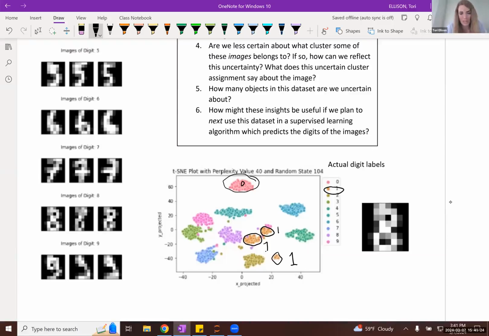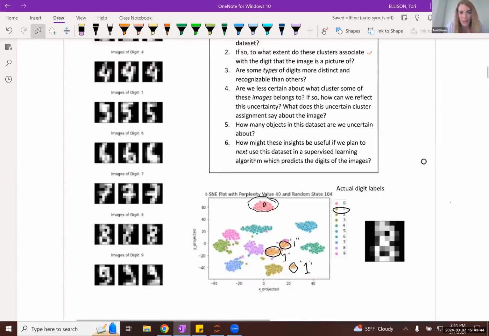So we can use these insights here to help us inform how we can build our supervised learning algorithm. So maybe rather than predicting just this vague notion of a one, we can actually make multiple classes of ones that we might be trying to predict. So this one, and this one, for instance. So that's something to think about.